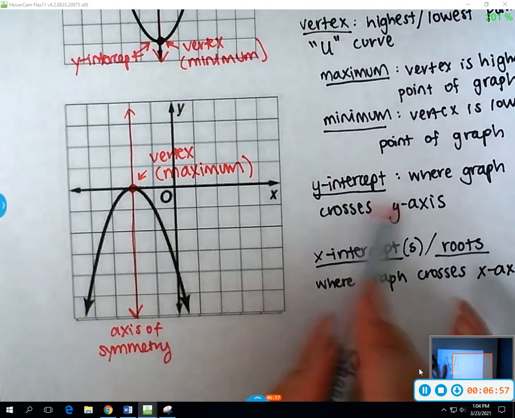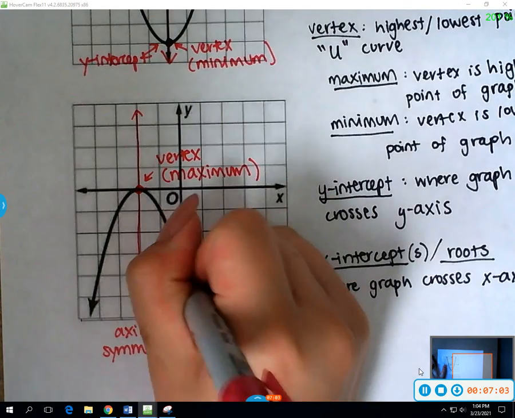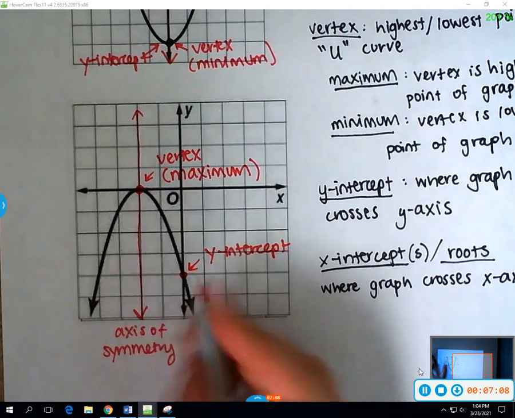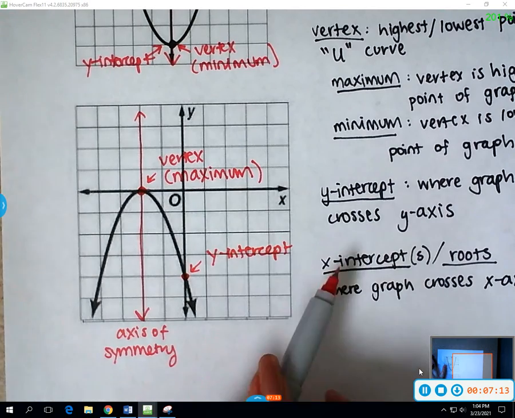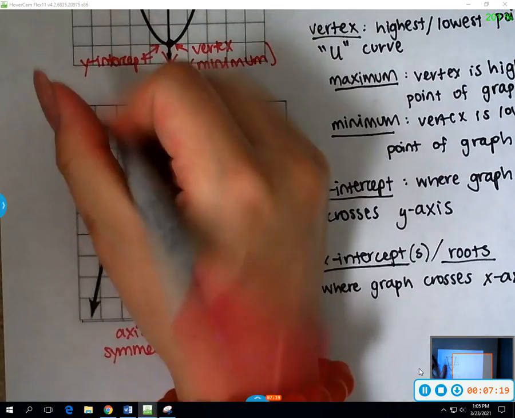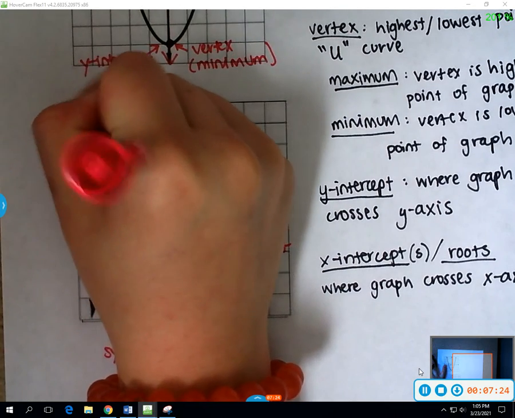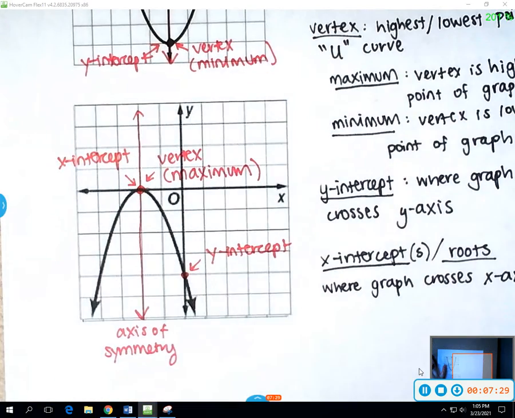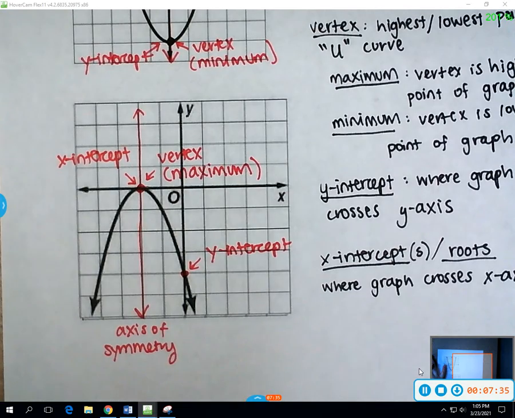Next is our y-intercept. Our y-intercept is right here where it crosses the y-axis. So this is our y-intercept. And the y-intercept is at -4. Finally, we have the x-intercept or the roots. In this example, our graph only touches the x-axis at one spot. And so we have an x-intercept right here because it's crossing the x-axis. So those are all of our key features. The next thing that you are going to do is try to identify them yourself from a graph.